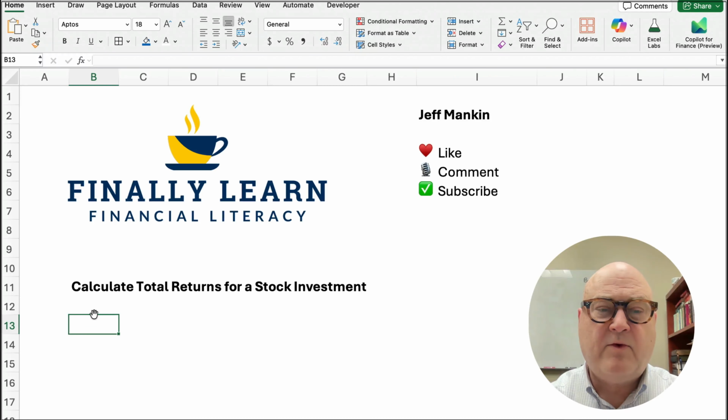Hello and welcome. Today we're working on how to calculate total returns for a stock investment. Now, it doesn't have to be a stock investment, it could be any investment, but this is how to calculate the total return, which is a good number to know, certainly, to evaluate how well you've done.